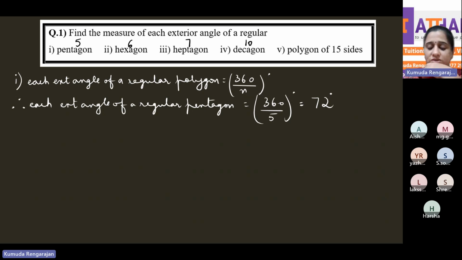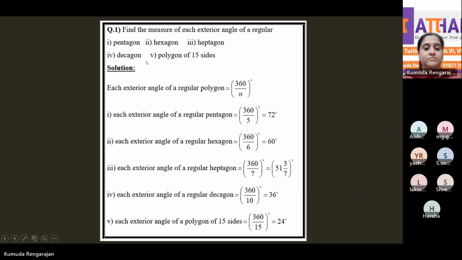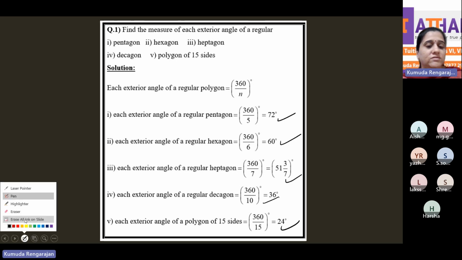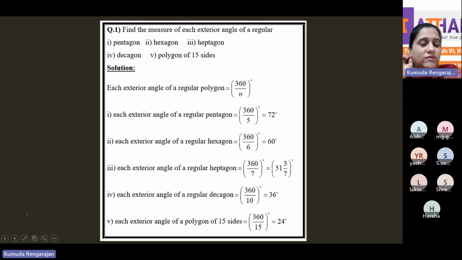All right. Please check your answers. Pentagon 72 degrees, hexagon 60, 51 3 by 7, 36, and 24. Got this? Online students, all of you got this? Yes, ma'am.